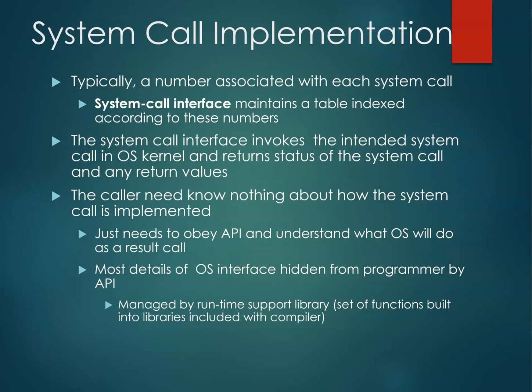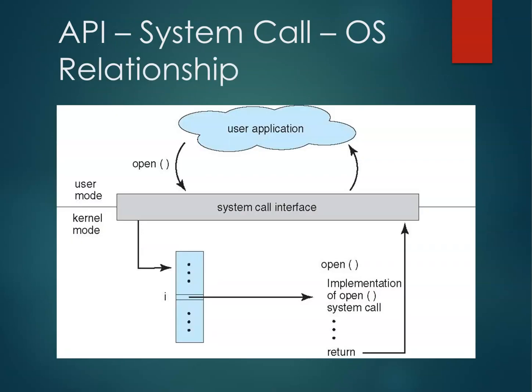Most details of the OS interface are hidden from the programmer by the API, managed by runtime support libraries, etc., included with the compiler. This is good because that abstraction makes it much easier to use. The relationship between the API and a system call and the OS are as follows. The user application calls the system interface, which pops into the vector table, which takes us to the actual implementation. And then we return the value, which goes back to the system call, which pops back to the user application.